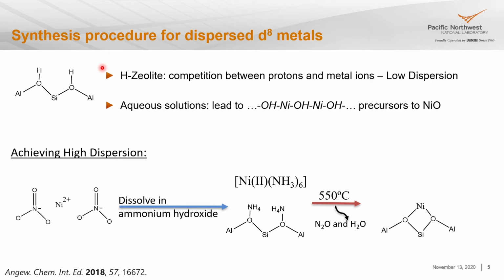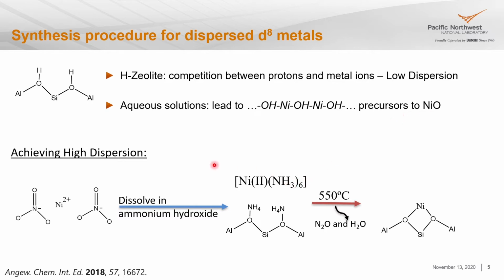And if we try the aqueous method, we also have a propensity to form these nickel OH nickel interactions, which are precursors to nickel oxide formation on the surface, which is also undesirable in our aim to form a uniform metal site at a dispersion which we can then more easily spectroscopically probe.